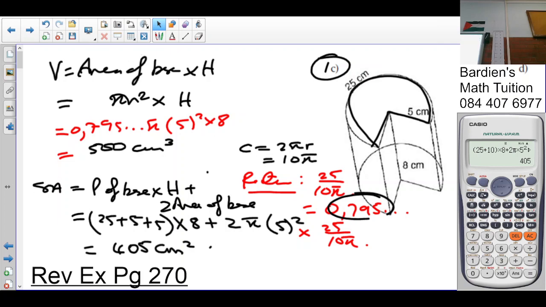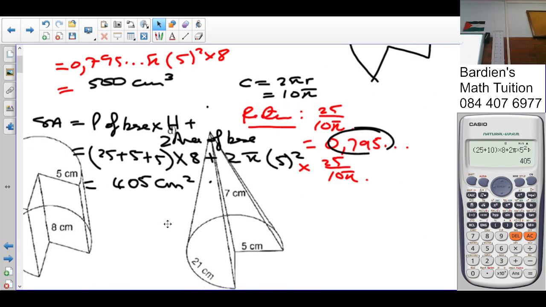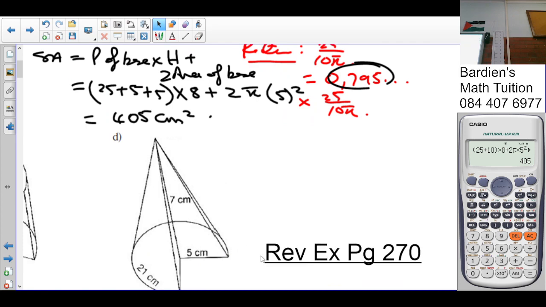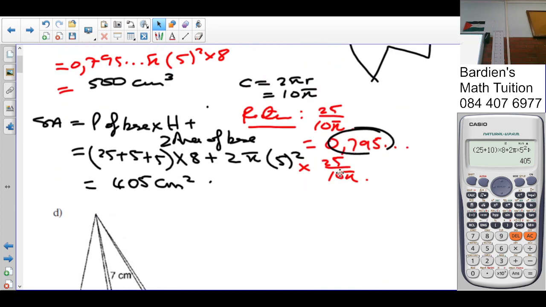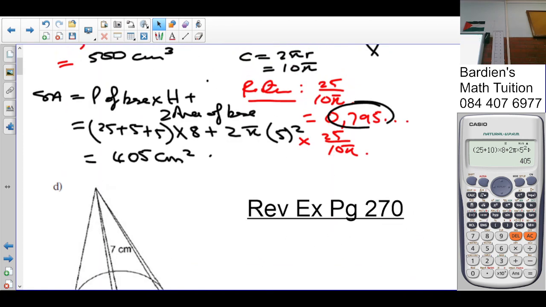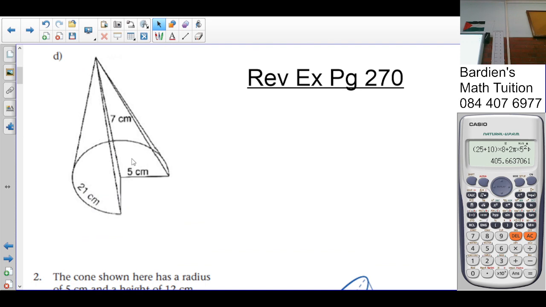Let's look at the next one. You see, what I did was I worked with 25 over 10 pi. What they did was they worked out the ratio of 0.795. Or you can go 2 decimal places or 1 decimal place, whatever they use. But because my pi cancel, that is why I get these answers. Okay. I always try and work with pi as far as I can. Let's look at number 1D.